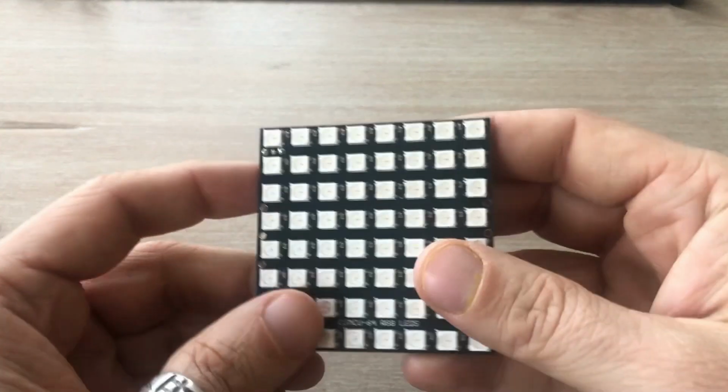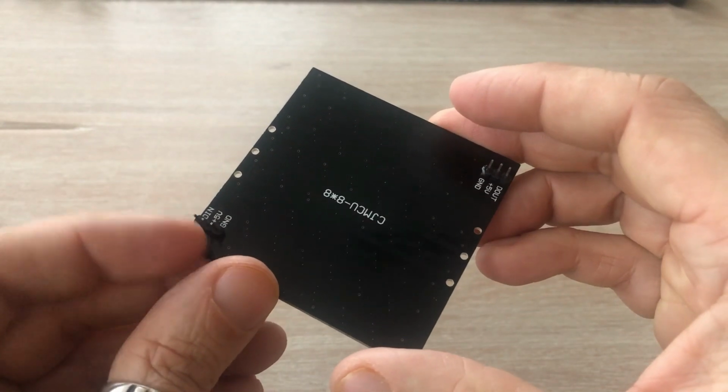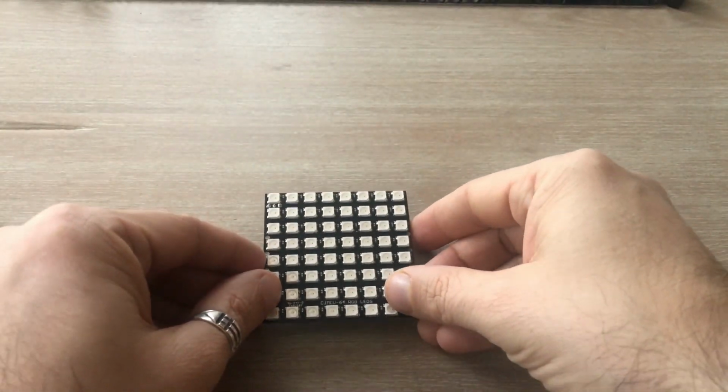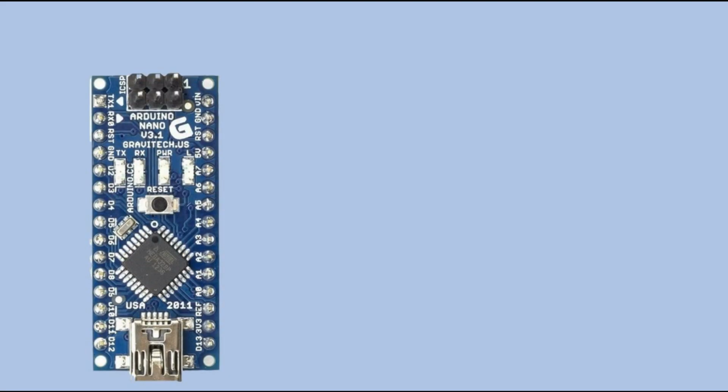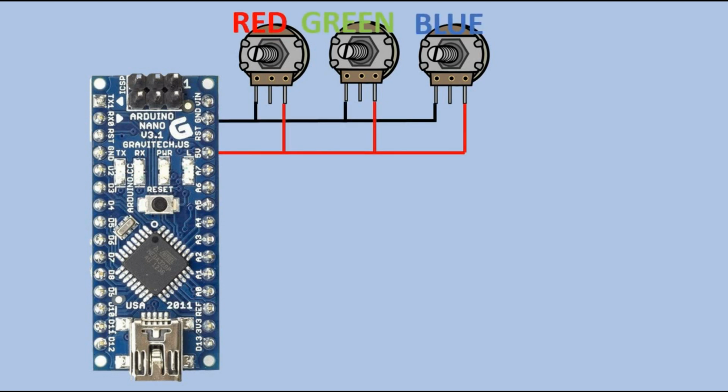To demonstrate how this works, I want to create a control panel from which I would be able to control this 8x8 LED matrix, which is nothing more than a strip of 64 WS2812 LEDs. We will need an Arduino Nano and 3 potentiometers, one for every color component. We connect those potentiometers to ground and VCC, and also to analog pins A0, A1 and A2.